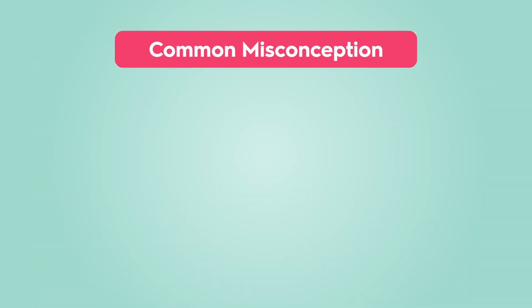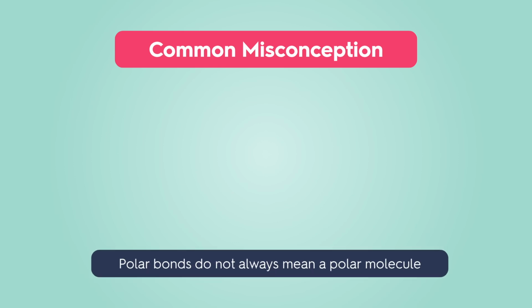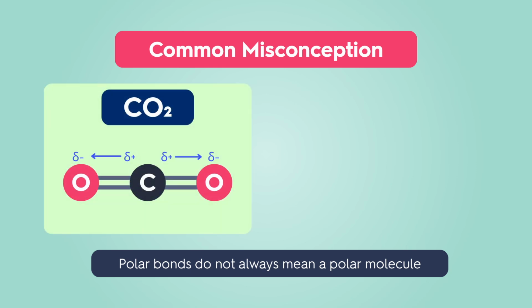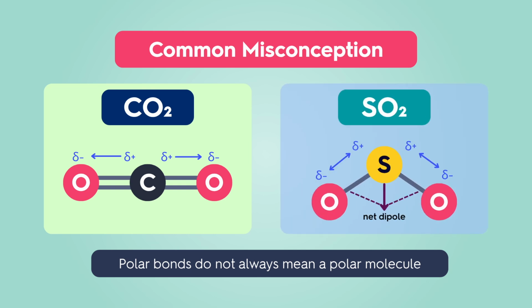Here is a common mistake. A molecule can have polar bonds and still be nonpolar overall if the geometry cancels the dipoles. Carbon dioxide is the classic example. Its bonds are polar, but the molecule is linear, so the dipoles cancel. Sulfur dioxide is bent, so its dipoles do not cancel, and it is polar.